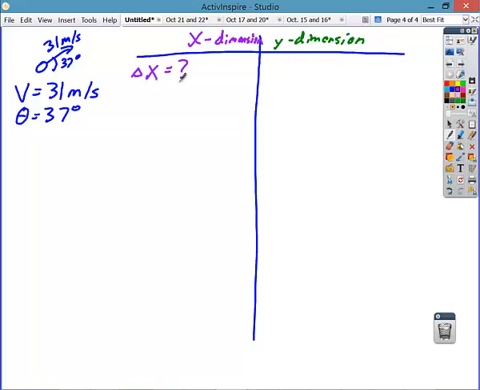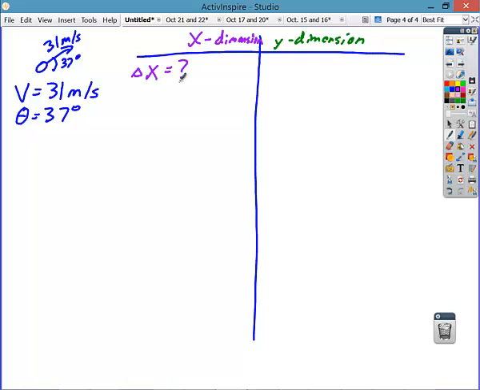So if it asks for distance, delta x, it's always on the x? Well, if it's asking for height or distance up, then that is delta y. How far does it fall? That's delta y. If it's asking for how far it travels, then that's delta x.